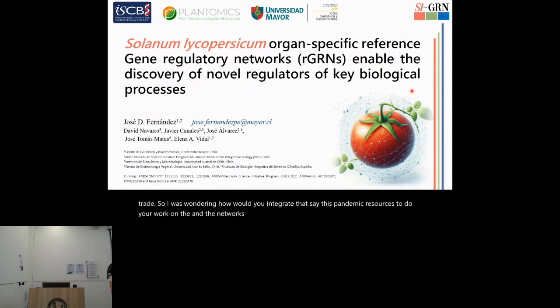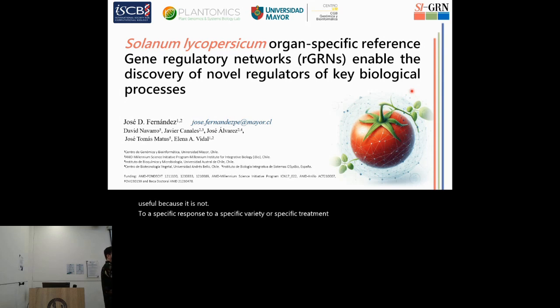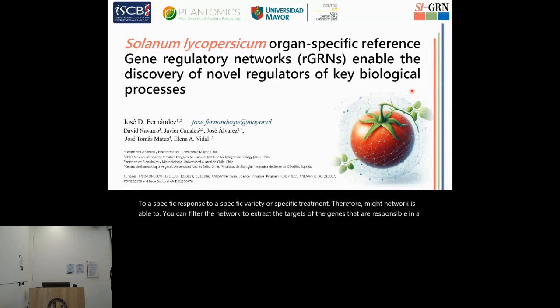This is a great question. Well, the power of GeneTree, the algorithm I use for creating the networks, is that the more experiments, the more treatments, the more data sets you give it, the more useful it is, because it is not biased to a specific response, a specific variety, or a specific treatment. Therefore, you can filter the network to extract the targets of the genes that are responsive in a specific trait, or a specific treatment, or a specific variety, and it can respond the same way.